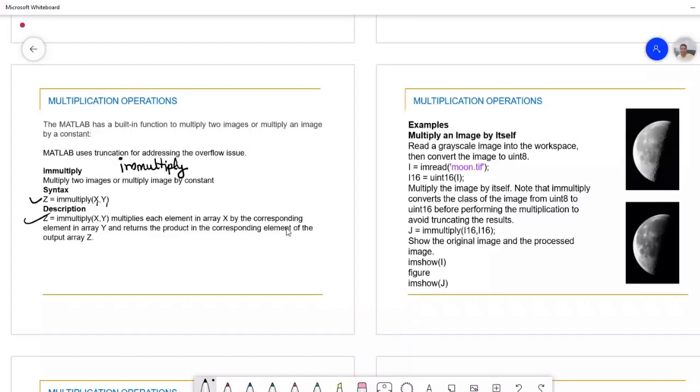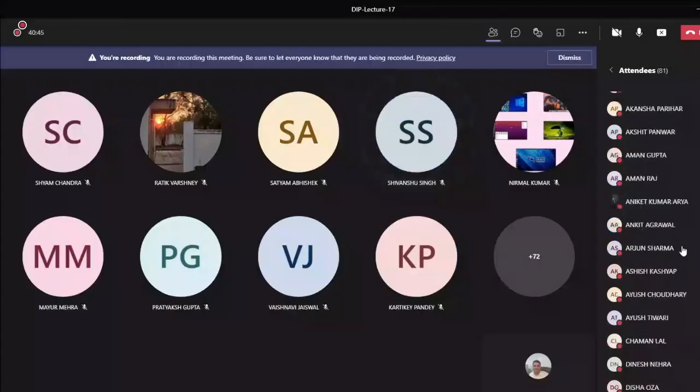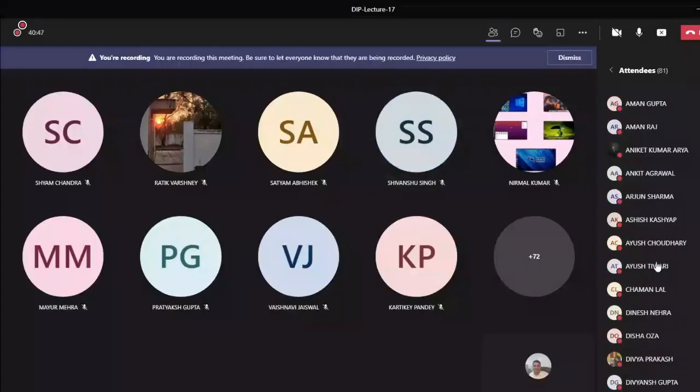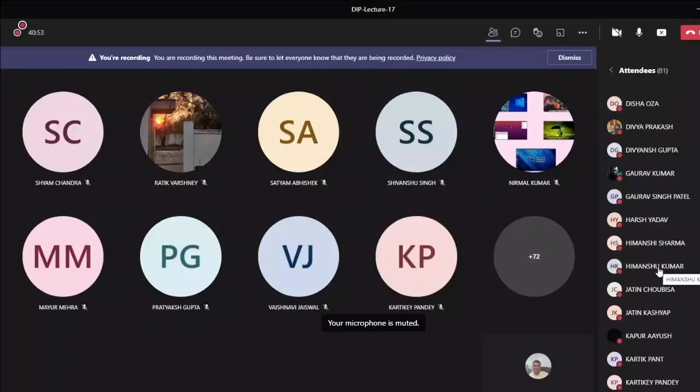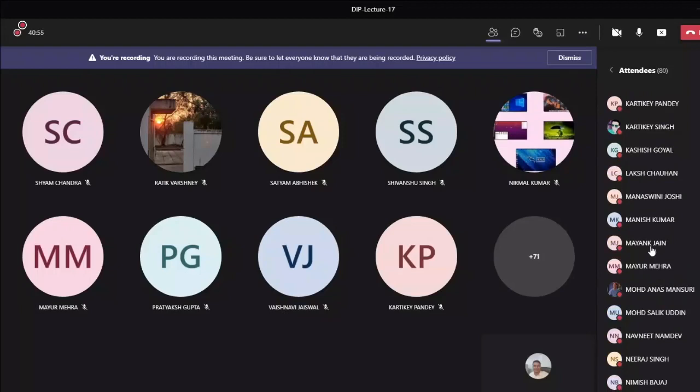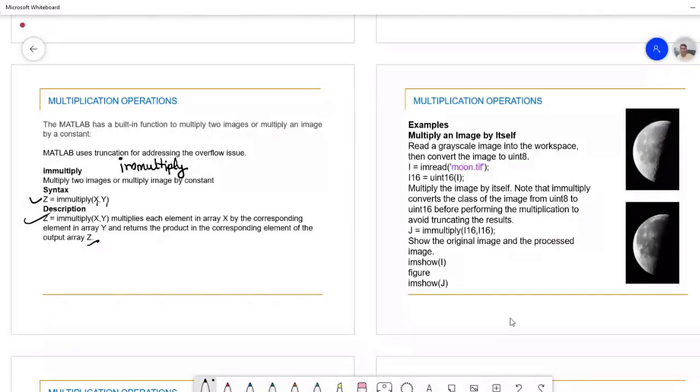Is that clear? Yes. Ayush Chaudhary, Himanshu, Mayank Jain. Yes, sir. Son, are you understanding this? It is very simple. Yes, sir.